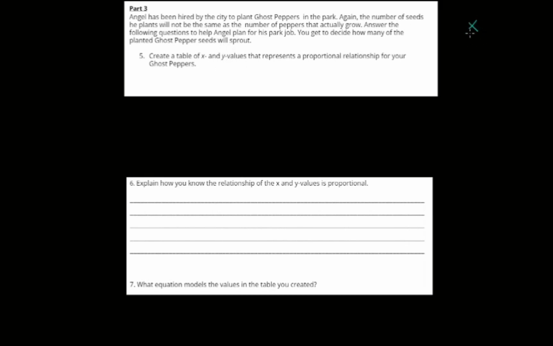Let's make a table over here. It's very important we don't just leave this as X and Y, because the problem's asking us specifically about amount planted versus amount that actually grow. So X is going to be our planted amount, just like in the last problem. And Y is going to be how many grow. This is for our ghost peppers.